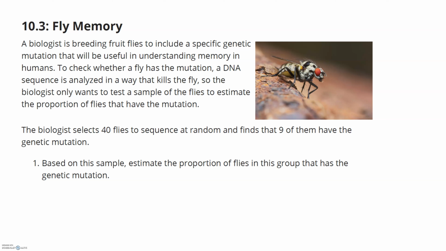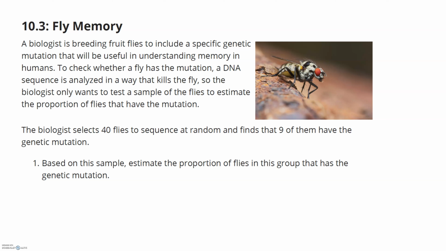The biologist selects 40 flies to sequence at random and finds that 9 of them have the mutation. How many flies do you have? Let's stop right there. How many flies? 40. And he finds that 9 of them have the genetic mutation. So automatically you should be thinking a ratio, a proportion, okay?